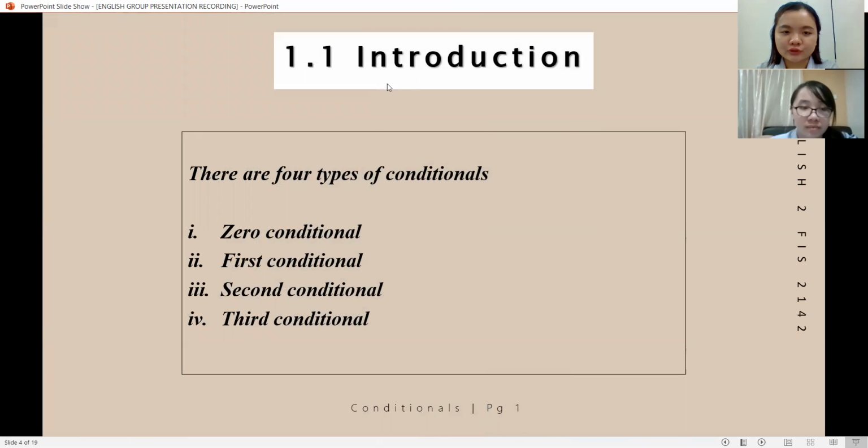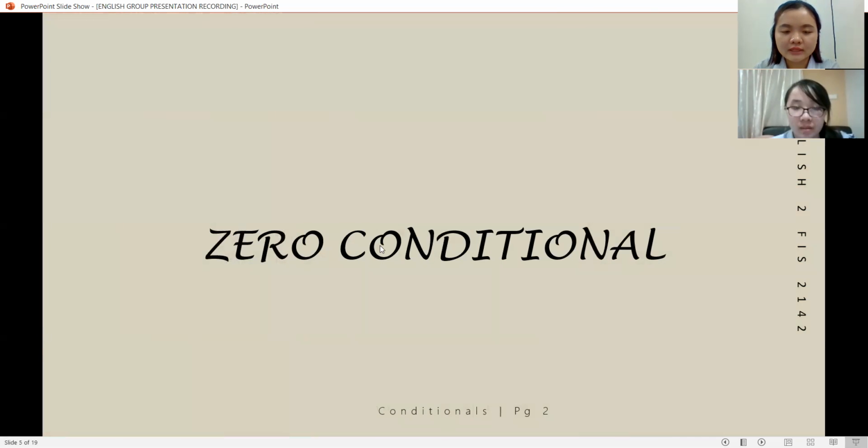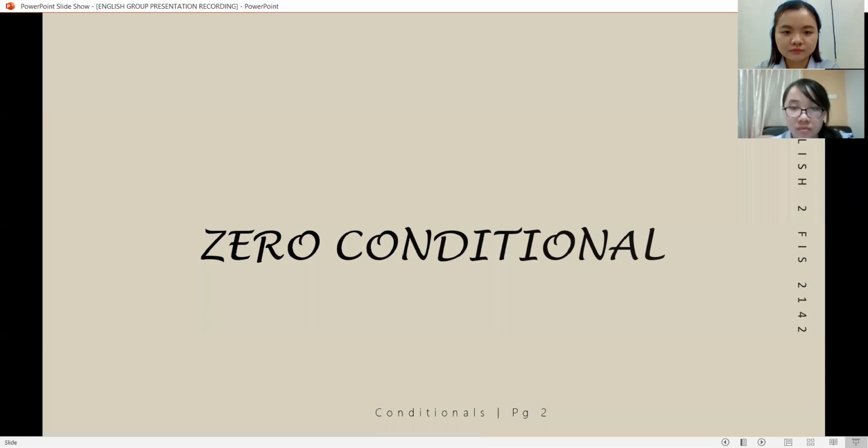Firstly, I will be explaining the introduction. There are 4 types of conditionals. The first one will be the zero conditional, the second one will be the first conditional, the third one will be the second conditional, and the last one will be the third conditional. Firstly, I will be explaining the first conditional, which is zero conditional.